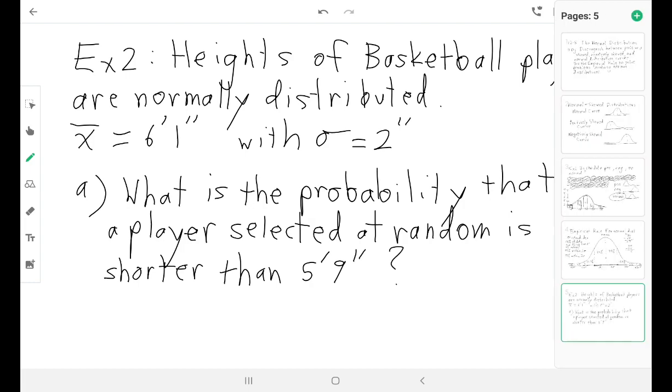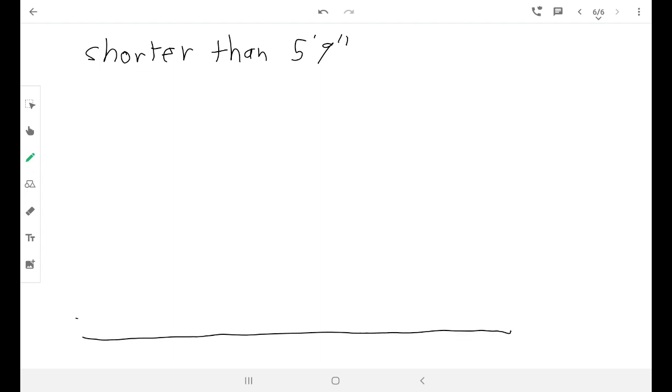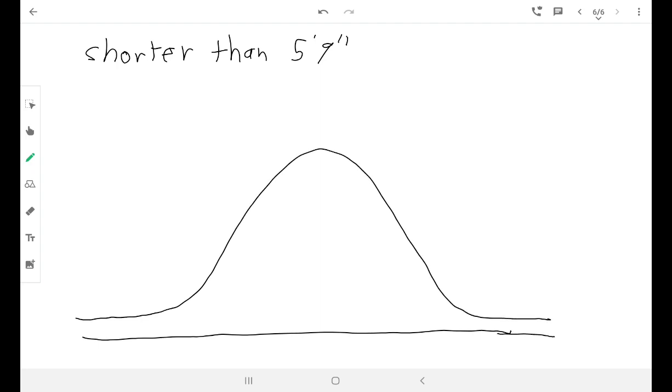Okay. So let's look at a new board here. So we're looking to be shorter than 5'9" tall. And let's draw a nice big normal distribution because we know it's normally distributed. And let's look at where things are. So we need the mean, the average. The average was 6 feet 1 inch. We also know that the standard deviation is 2 inches.